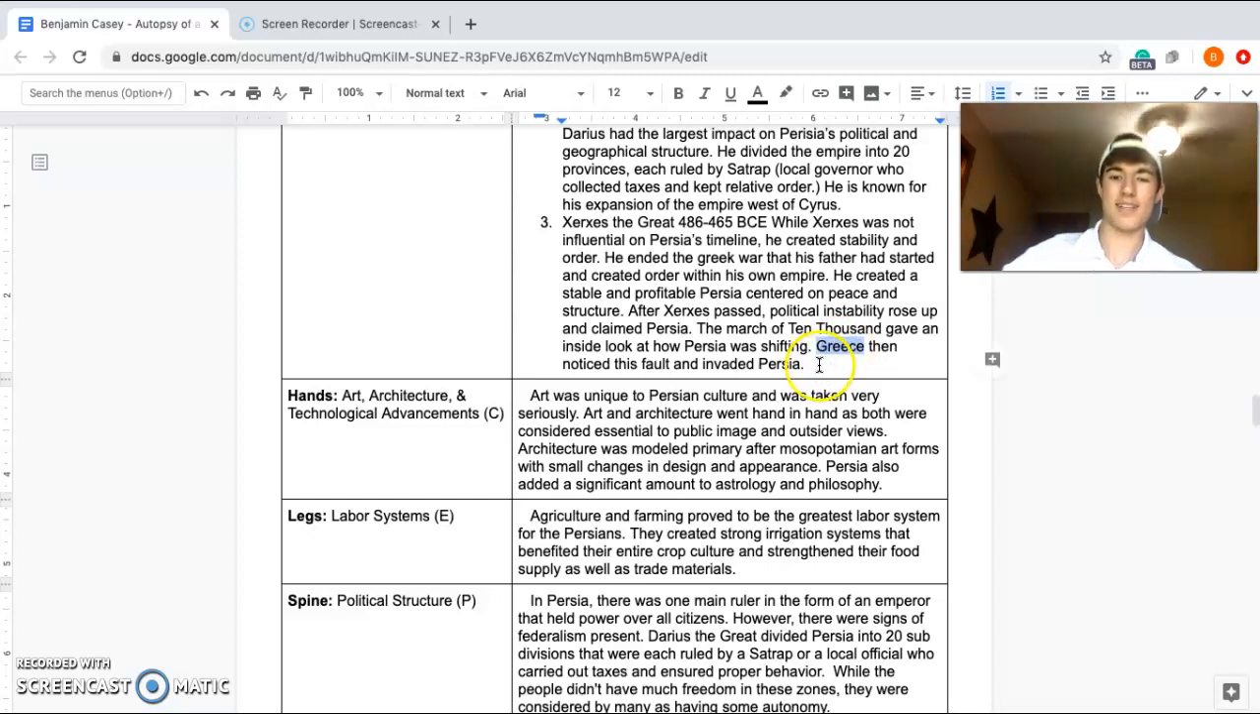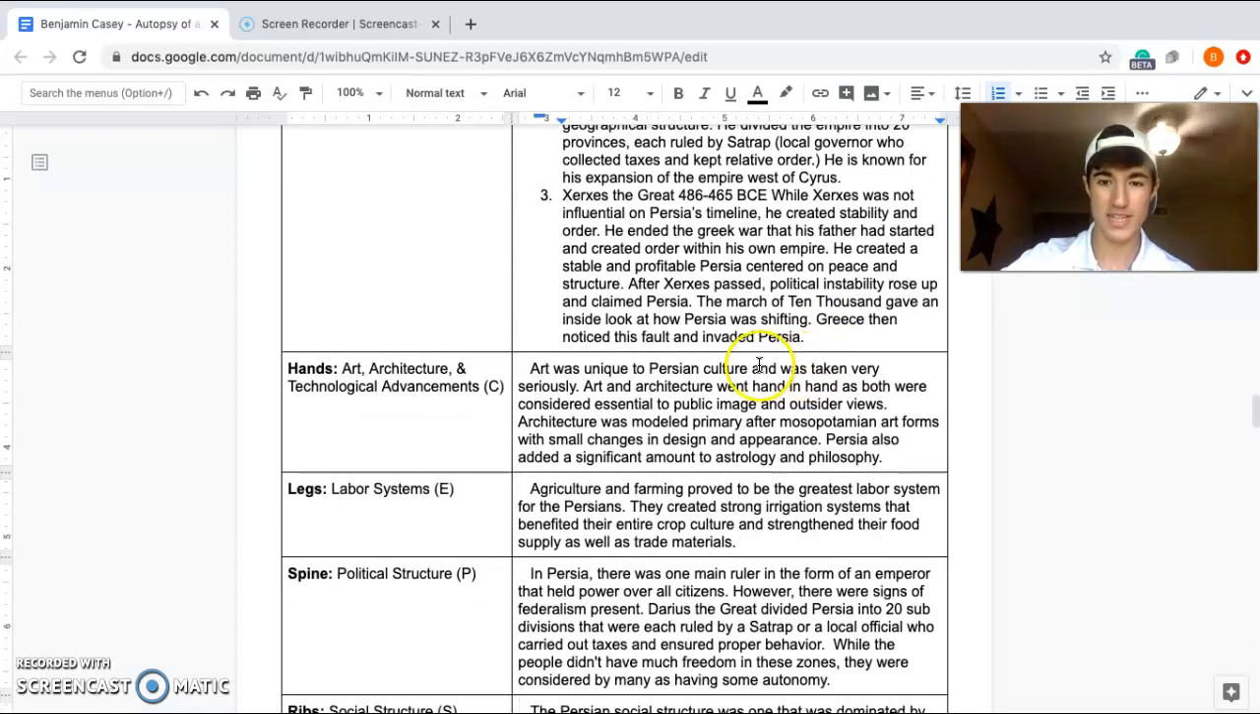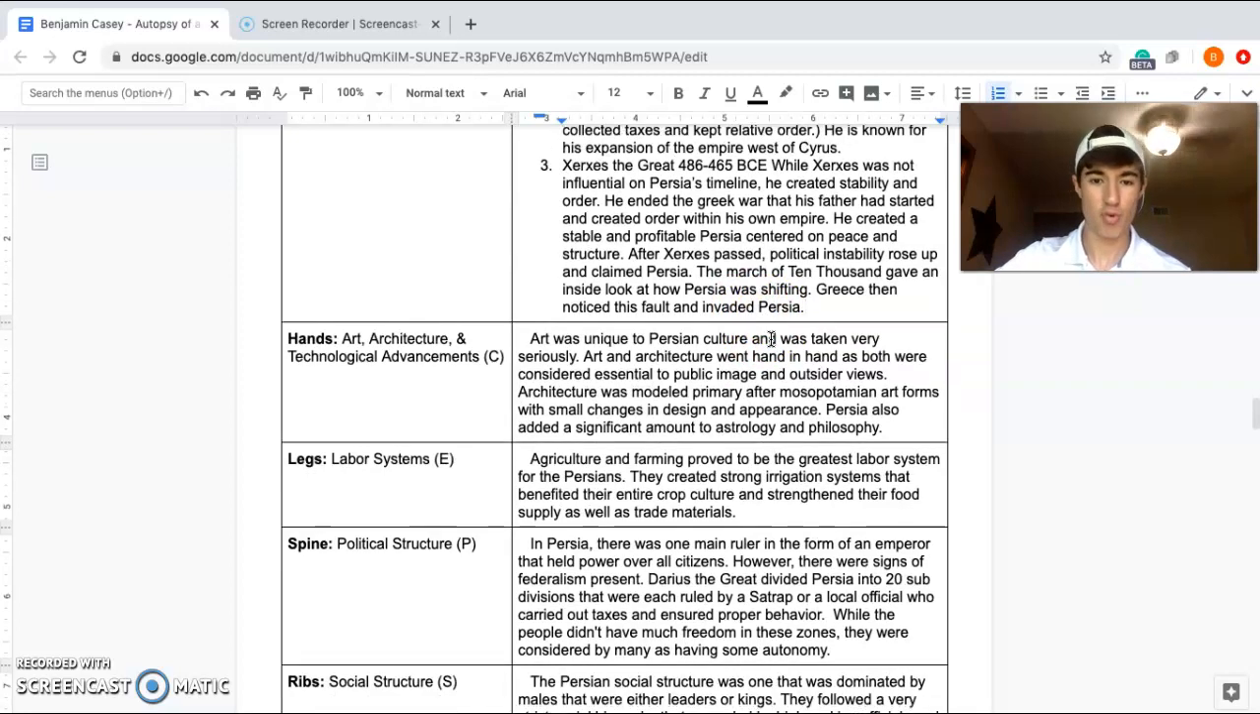Greece, ruled by Alexander the Great at the time, noticed how bad of a spot Persia was in, and they invaded Persia, eventually conquering them and destroying them.